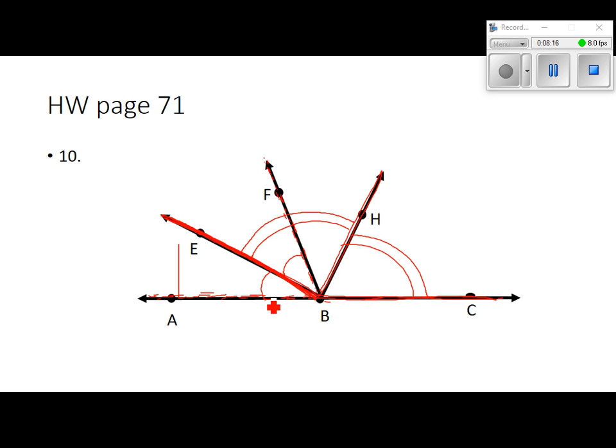Now, go down to number 10. What's it say on number 10? M angle ABF. Alright, slow down right there. Make sure we went over this last time. What does that M mean?